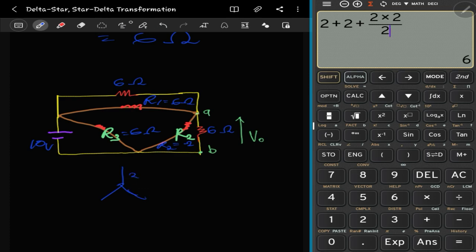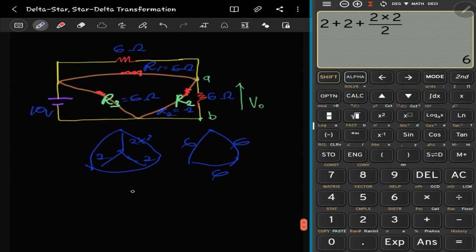So let's do something else. Let's just do 2, 2, 2, right? And then you're trying to find a delta configuration, right? Because the values are the same, the ones from the delta configuration will just be 3 times this. So this times 3, that gives us 6. This 6 and 6 here.